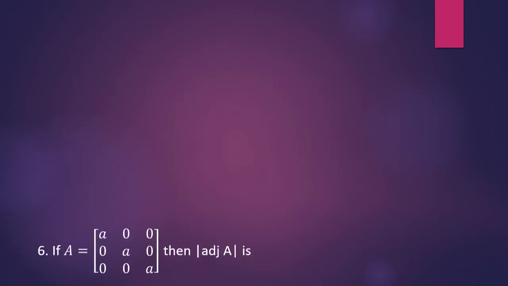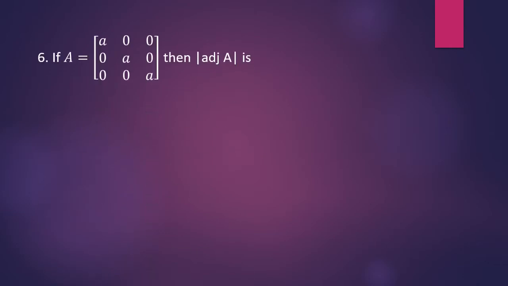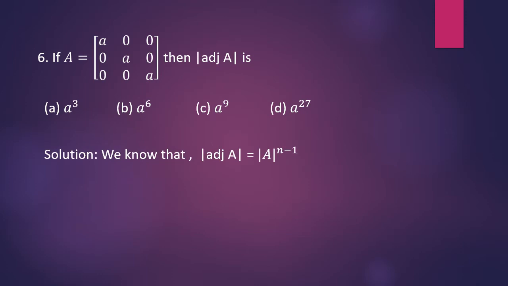The next one will be, if A is a 3 by 3 matrix, then what is determinant of adjoint A? These are the options. This problem is similar to the previous one. Here we have to find what is the determinant of adjoint A. We have the result: determinant of adjoint A is equal to determinant of A to the power n minus 1. Same result. This is very useful here.